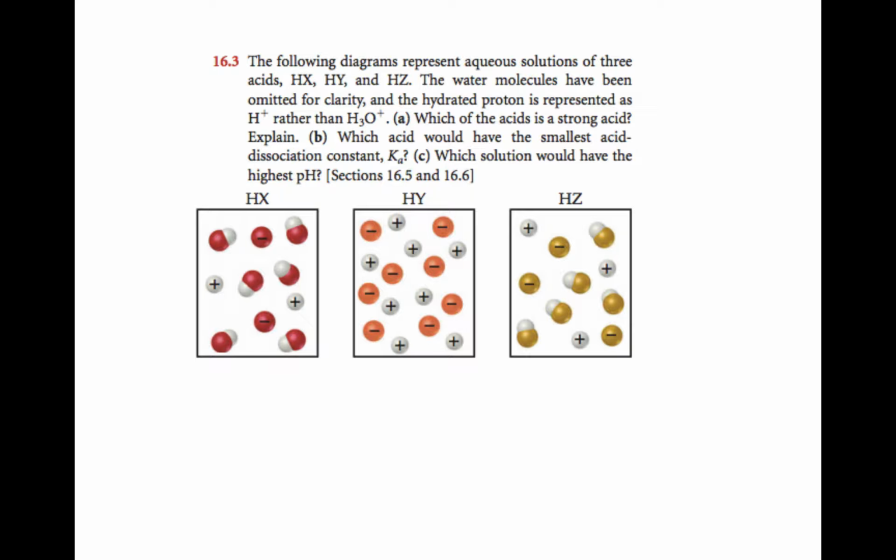Well, as we know, strong acids completely ionize, so the one where there's no more HY left is HY. HY is completely split apart to form H plus ions and the conjugate base.